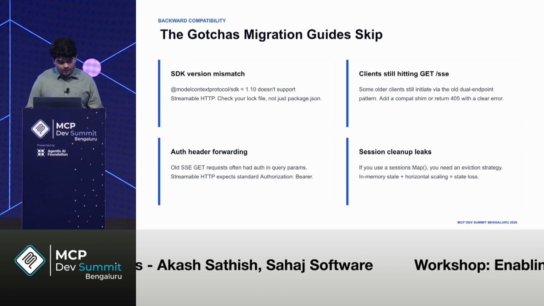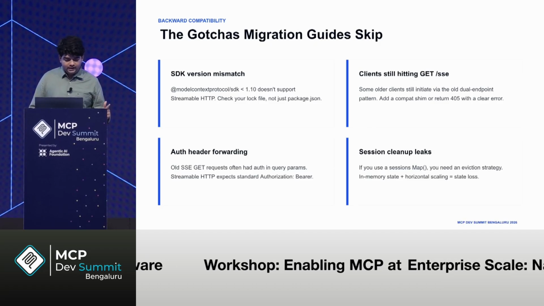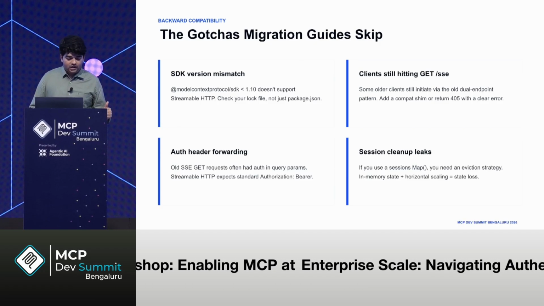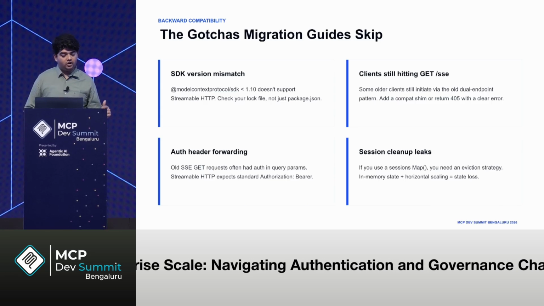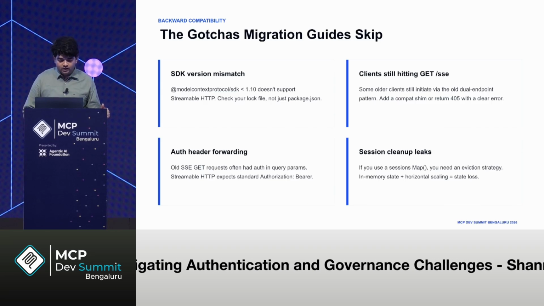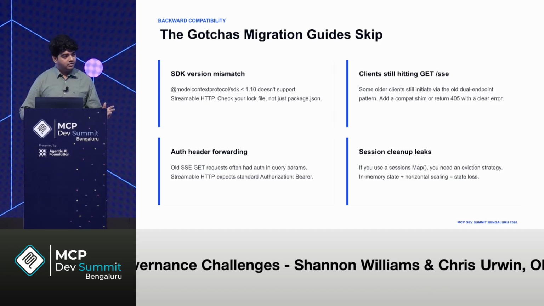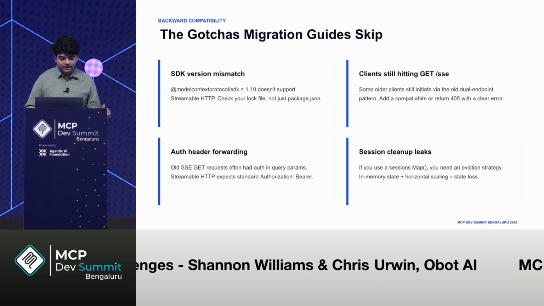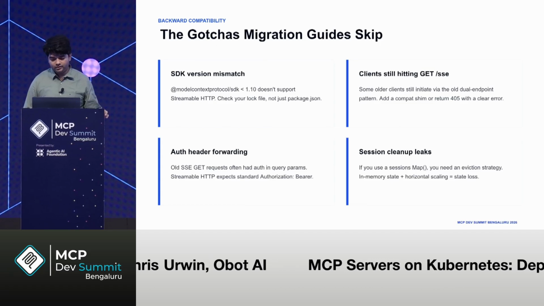Auth header forwarding: the old SSE GET request often had auth in query parameters. Streamable expects those in an authorization bearer token. Session cleanup task: if you use session maps, you need an eviction strategy. So if you were previously using memory state plus horizontal scaling, then your state will be lost.